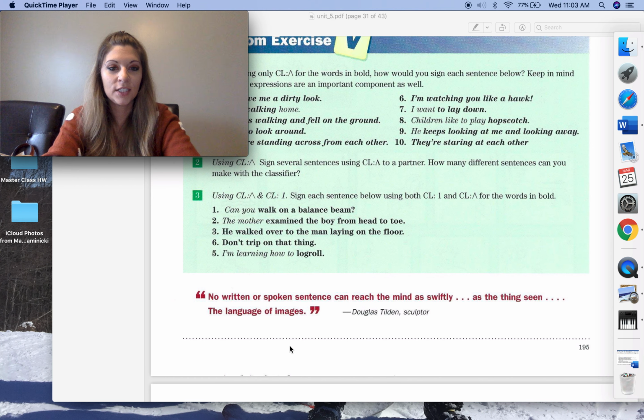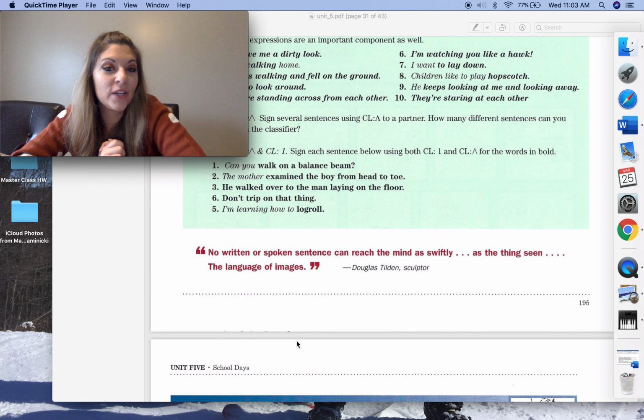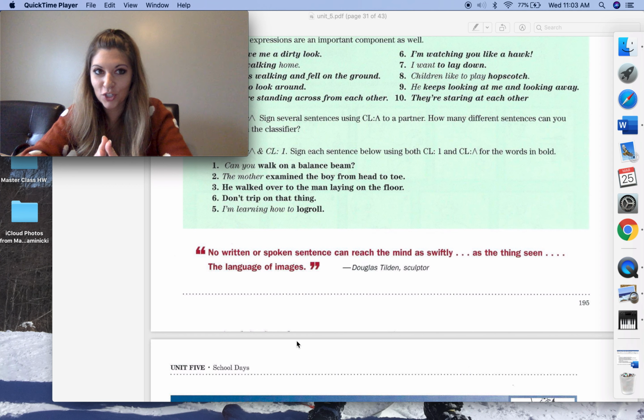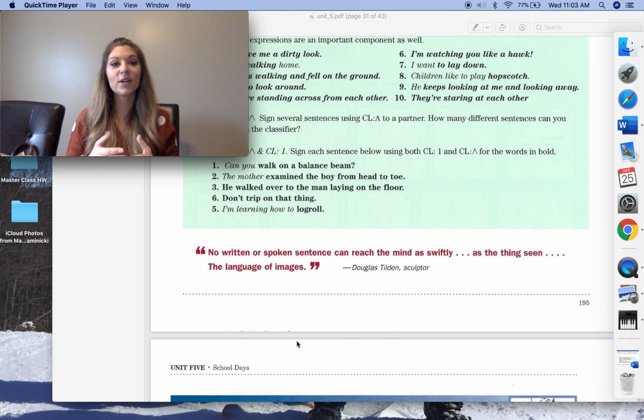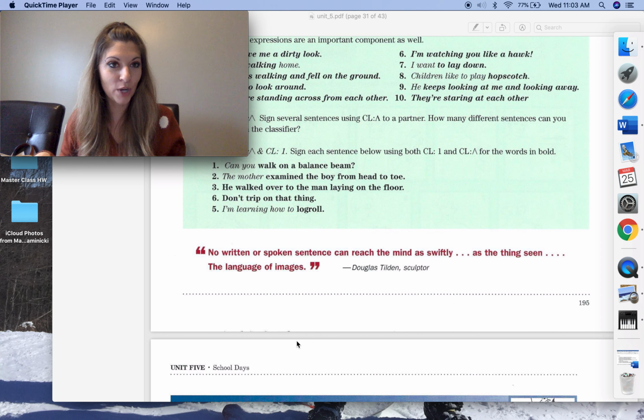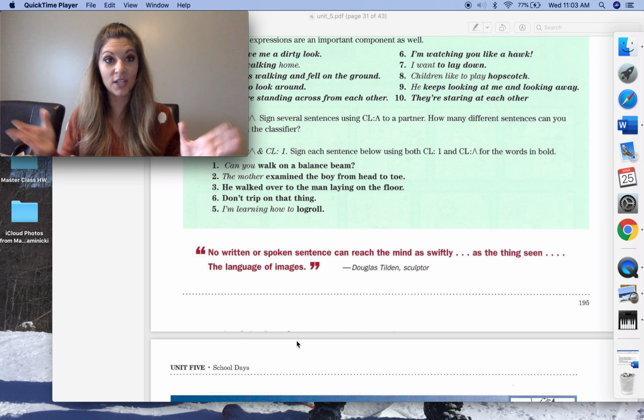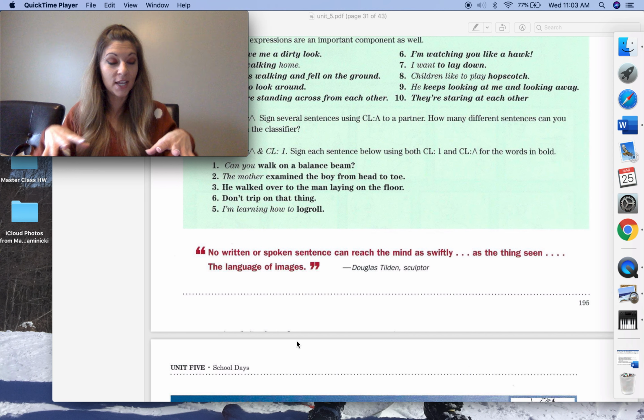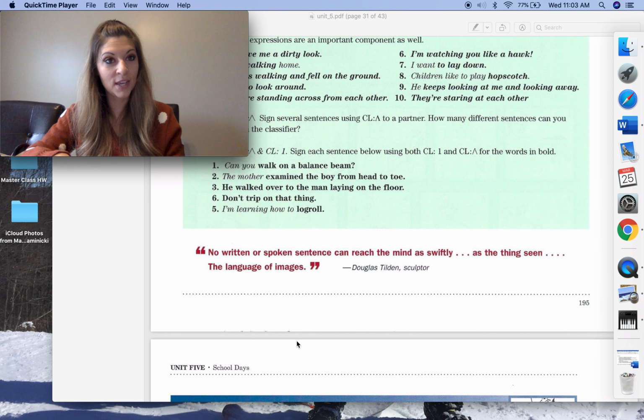And then right here, this quote: no written or spoken sentence can reach the mind as swiftly as the thing seen, the language of images. So what's so cool is a picture can be expressed in any language. You can show a picture to anyone from any culture and tell them to describe that picture in their language, and they can.